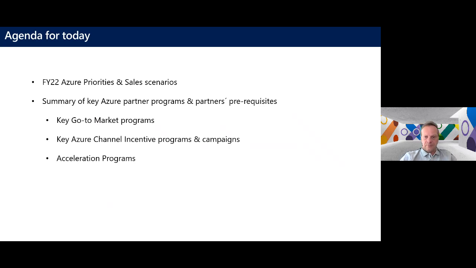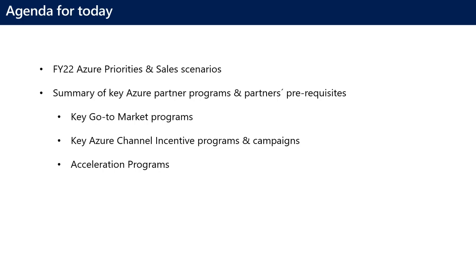My name is Tomasz Pavlu, and for those of you who don't know me already, I'm in charge of Azure Partner Strategy and execution of partner go-to-market programs in CE, covering all Azure solution areas, including digital and app innovation, infrastructure, and data and AI. What we want to do today is refresh your knowledge about the Microsoft Azure priorities for this fiscal year, show how they are connected to sales plays and sales scenarios, and talk to you about different go-to-market programs, channel incentive, campaigns, and acceleration programs, which can help you on your joint Azure customer journey.